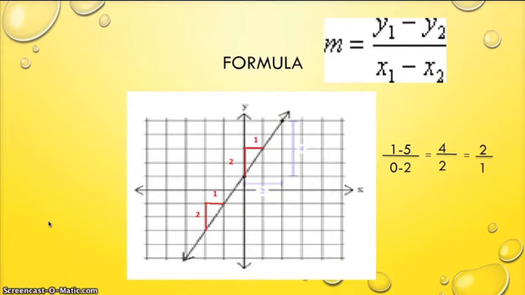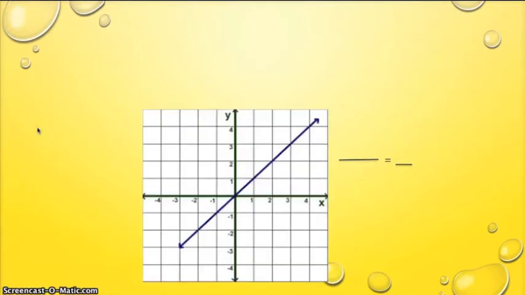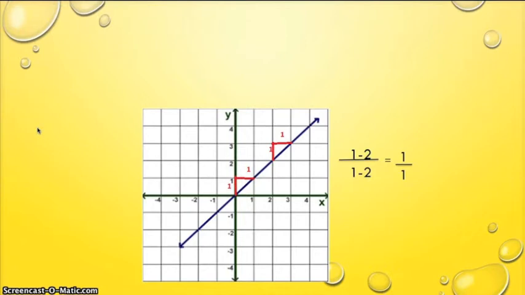So to find the slope for this picture, you would subtract 1 minus 5 over 0 minus 2, which would equal 4 over 2, which simplifies down to 2 over 1. Here is another problem for you to do, so pause the video and do it on your own. So the slope for this one is 1 minus 2 over 1 minus 2, which equals 1 over 1.